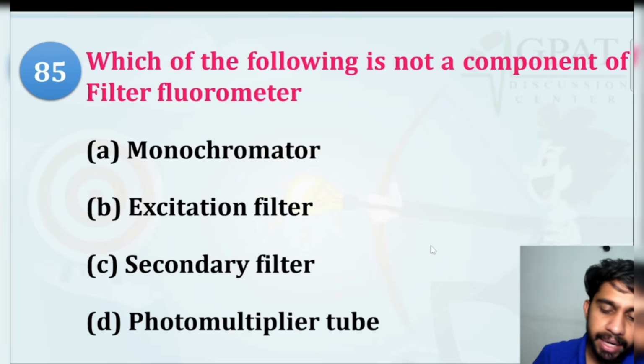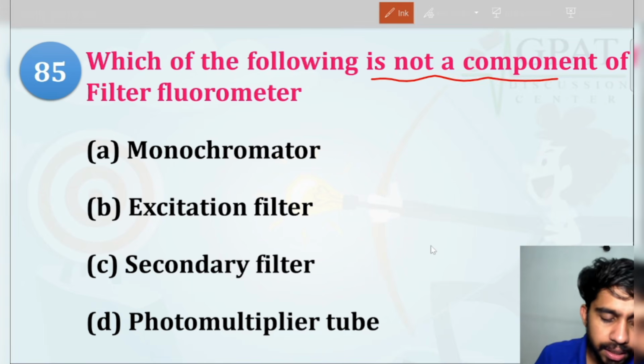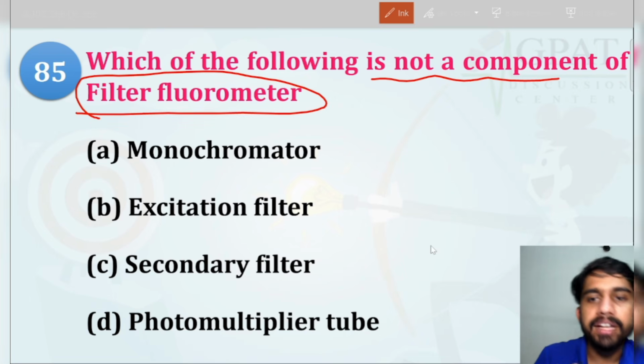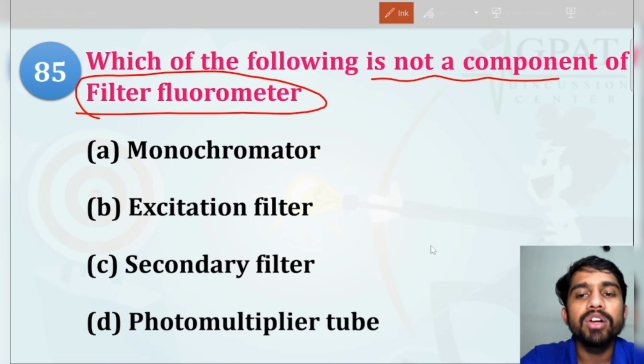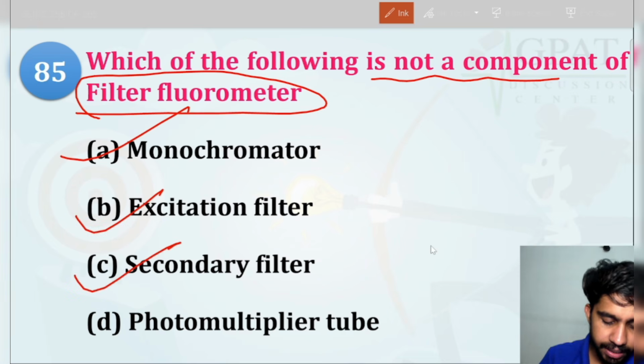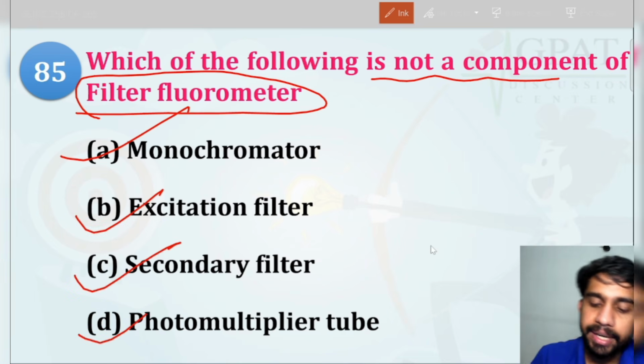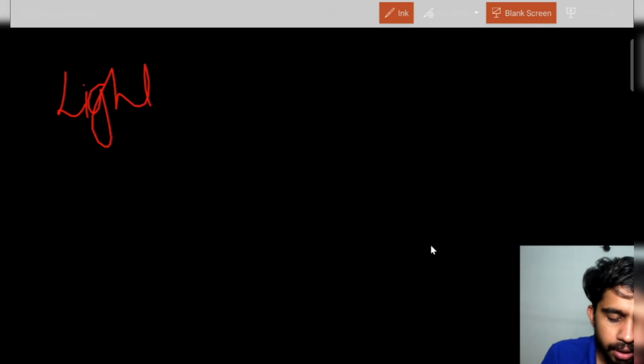Next question, question number 85. Which of the following is not a component of filter fluorometer? A monochromator, B excitation filter, C secondary filter, or D photomultiplier tube. Okay, so what happens in filter fluorometer? If we look into the components, the first one will be your light source.